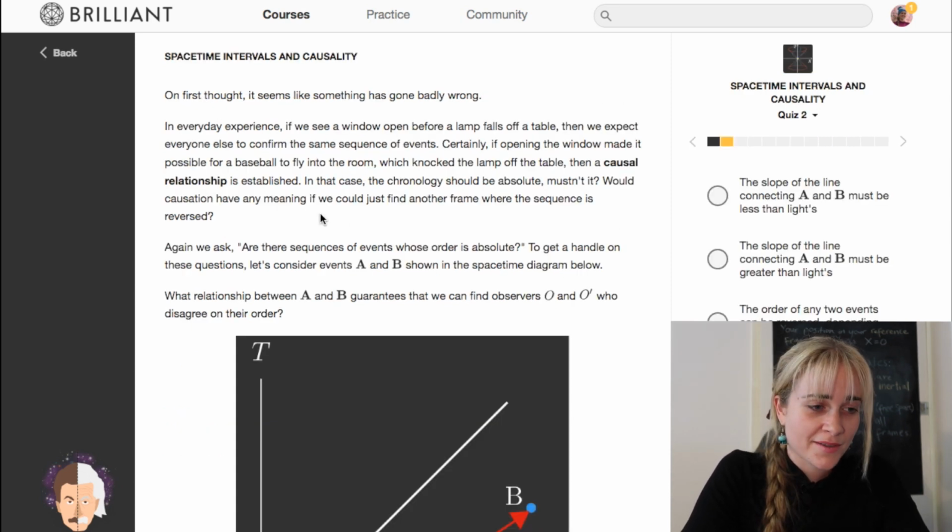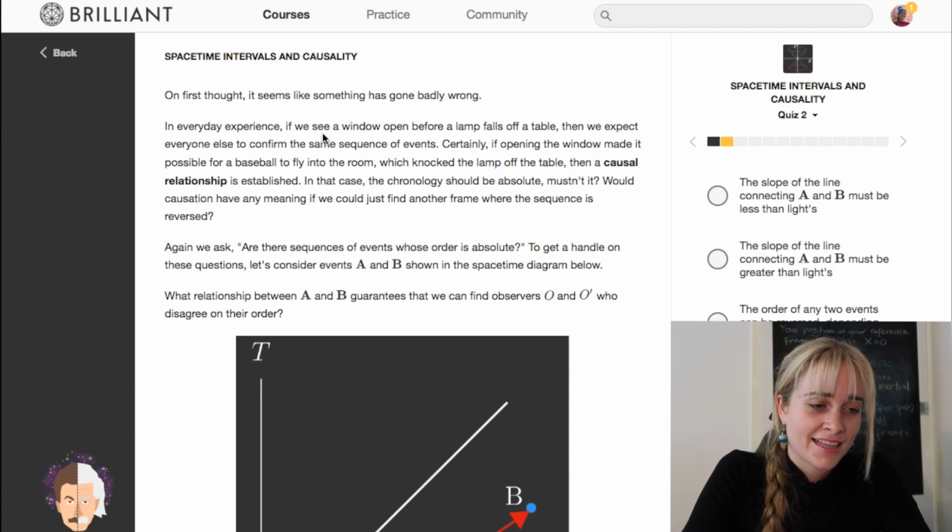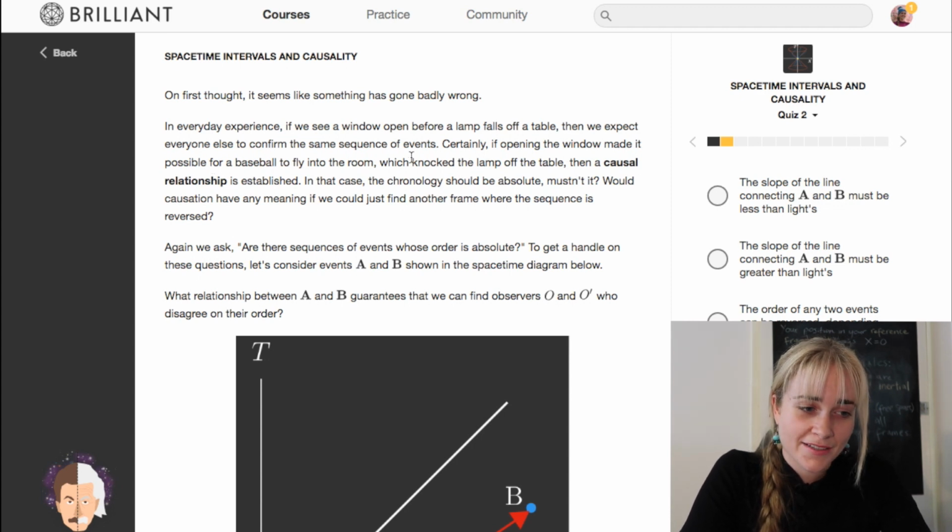So what we've moved on to here is the topic of causality. So, you know, in everyday life, if a window was opened which made it possible for a baseball to fly into the room, which knocked a lamp off the table and smashed it, then a causal relationship is established.